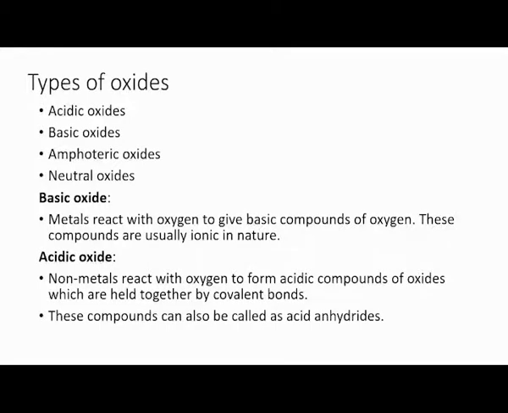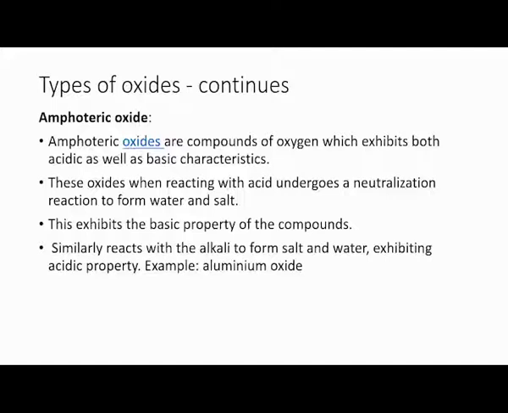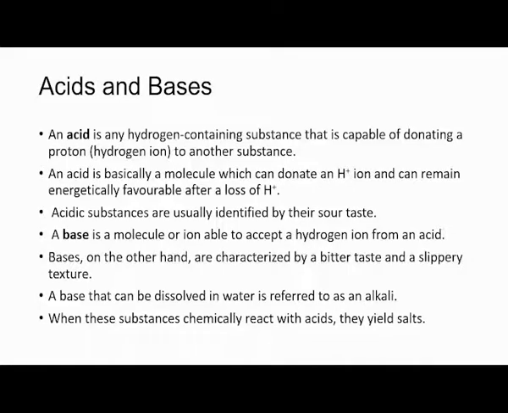The next topic is on types of oxide. We have 4 types of oxide. Basic oxide is formed by metal oxide. Acidic oxide is formed by non-metal oxide. Amphoteric oxide is formed by metals that are closer to the non-metals. They behave as metals and they also behave like non-metals. And this amphoteric oxide can behave as base and acid. Neutral oxides are oxides that don't react with either acid or base, for example, water or carbon monoxide.